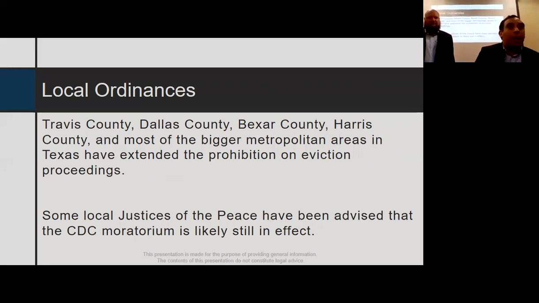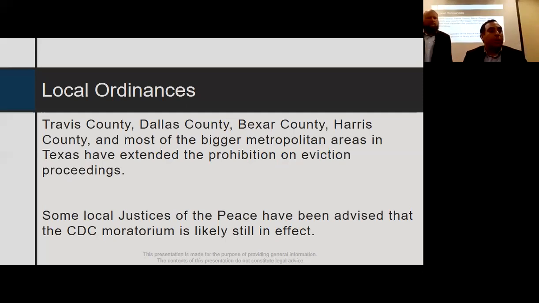So what's going on here in Brazos County? What are we doing here? In preparation for the presentation, I called the different Justice of the Peace courts, who are the ones who deal with evictions. Unlike the bigger counties, Dallas, Bexar, Travis and Harris, which wrote a county ordinance saying the CDC moratorium applies to the county, so you can't evict anybody there, here in Brazos County the county judge hasn't done anything of that nature.